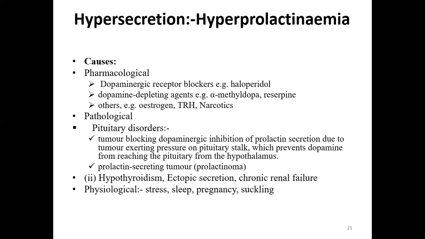Good. Now let's go to the pathological ones. So the pathological ones are actually tumors. If you have tumors anywhere producing prolactin, we call those tumors prolactinomas. So they can cause this. Good. Now the second thing, so this one is pituitary disorders. That's the pathological. We have pituitary disorders, and you have some other conditions which have nothing to do with the pituitary gland.